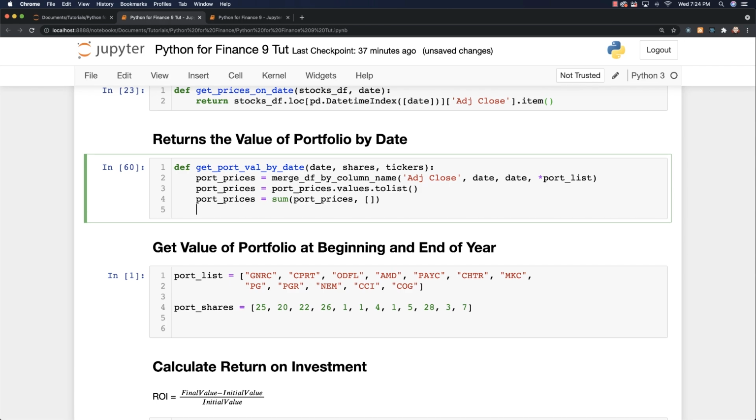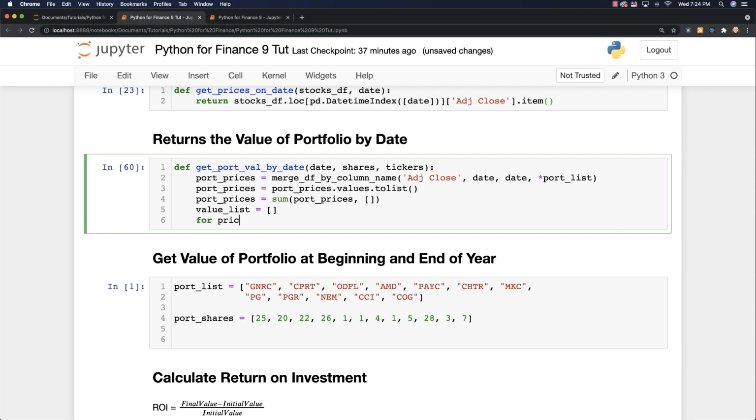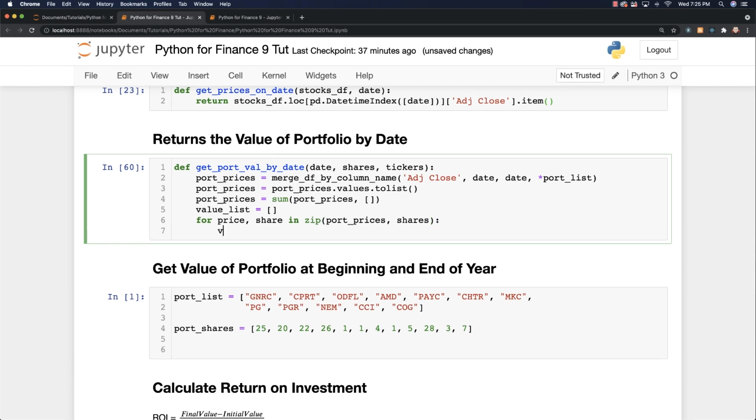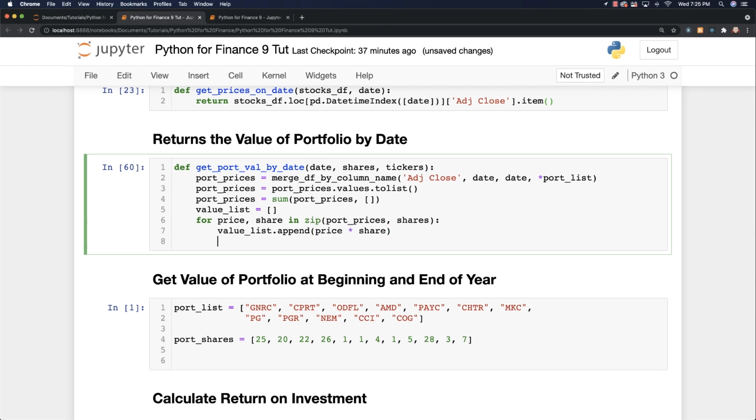All right, so now what do I need to do? I need to create a list of values by multiplying the shares for each of the securities by whatever the price is. I'm going to call this value list. Then I can say for price and share in zip port prices and shares. So the portfolio prices, which is a list, and the number of shares for each of those. What we want to do in this situation is append those to our value list. What we are appending is the price per share times the number of shares, and that's going to give us that total amount. Then we can return the sum of all the securities all together just by calling sum on value list.